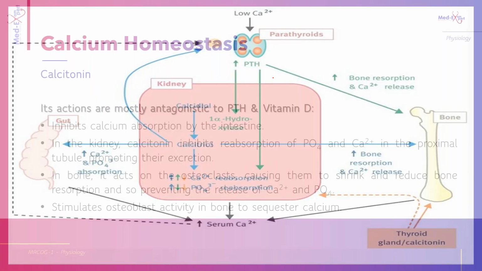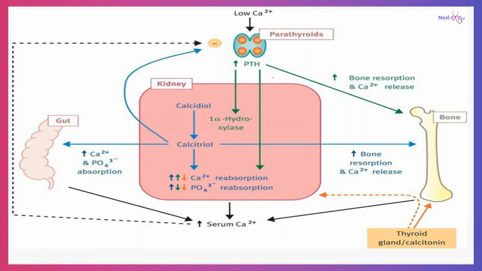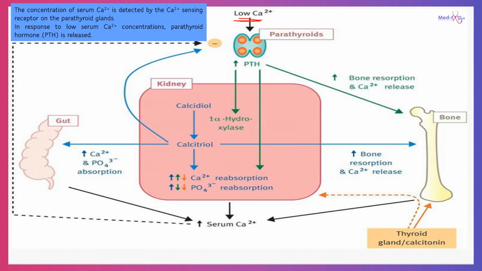So if we want to summarize that part, the regulation of the calcium level. Here, if we have low calcium level in the blood, this will be detected by receptors in the parathyroid gland called the calcium sensing receptor. And in response to that, the parathyroid hormone will be released.